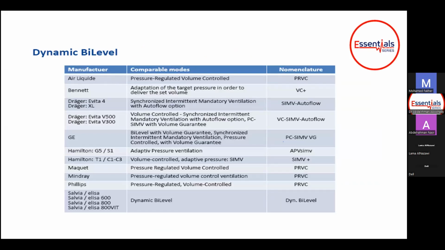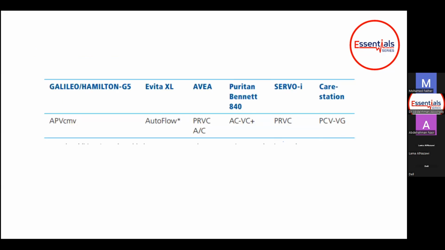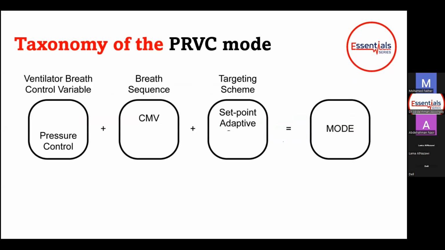Other dual control modes that are CMV are the adaptive pressure ventilation in Hamilton, and some of the SIMV modes can be switched by the AutoFlow feature into a dual control mode, besides volume control plus in the Bennett, as we just mentioned. So the PRVC is also a pressure control, yet the breath sequence here is not like the volume support; it's continuous mandatory ventilation. It allows the patient to have assisted or supported breaths.